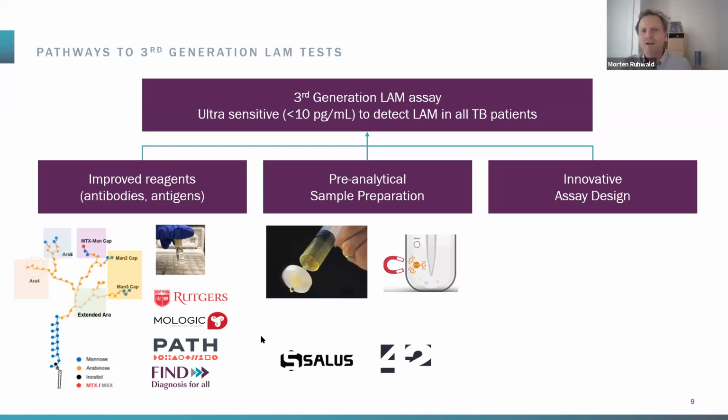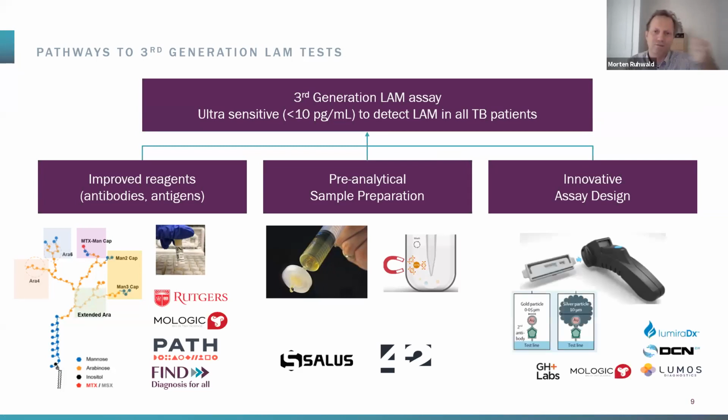You can either do that with filtration, or you can add magnetic beads and that will capture the urine, and then you put a magnet on the side and you get the beads to one side. You can pour out the urine that doesn't have any LAM. You can then remove the magnet, and then you have a higher concentration.